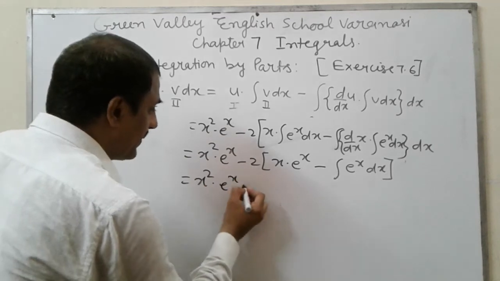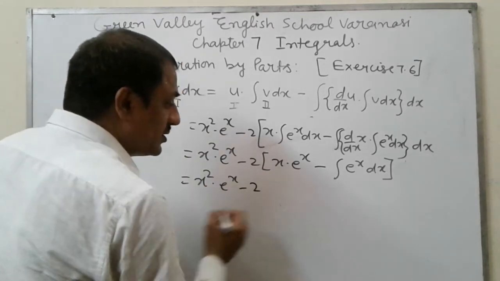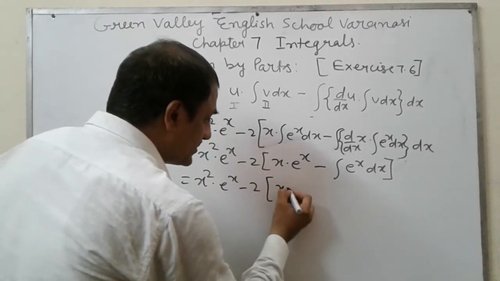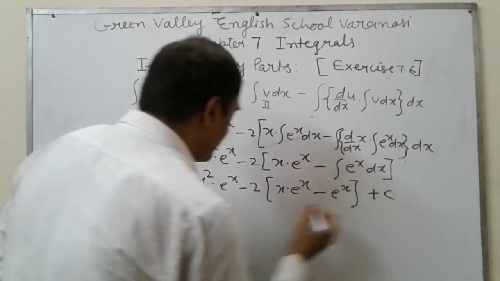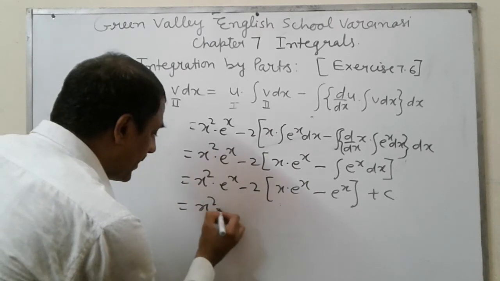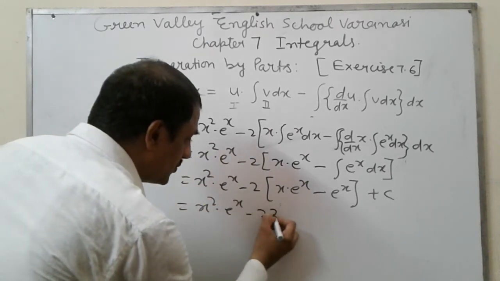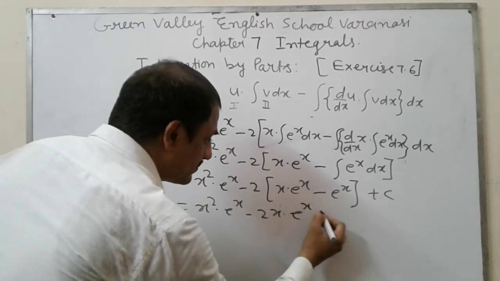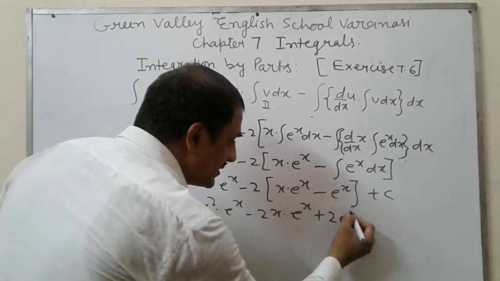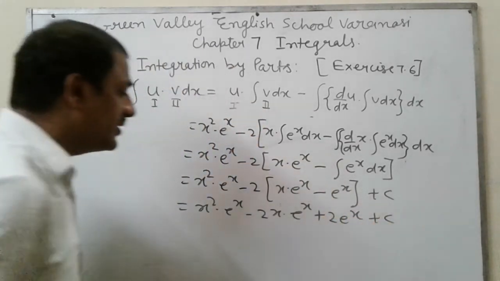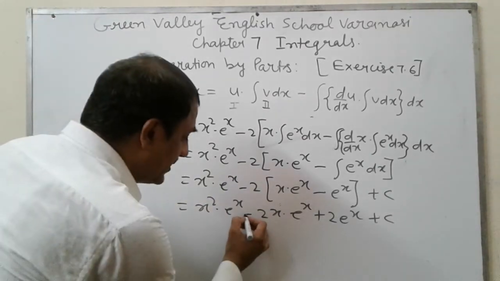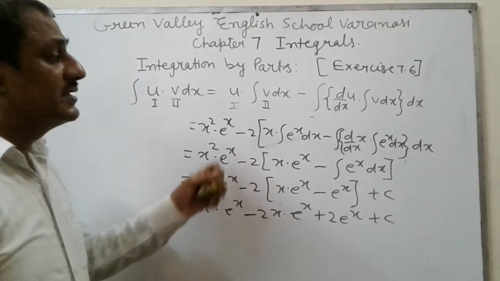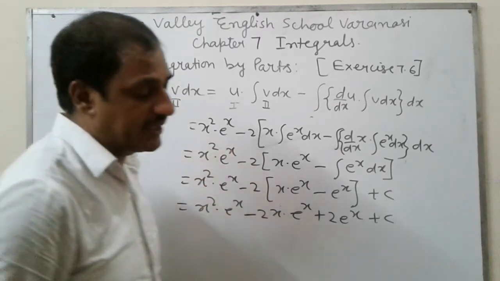x square into e power x minus 2 times x into e power x minus e power x plus c. So x square into e power x minus 2x into e power x plus 2 times e power x plus c. Okay children, this is the required answer, the required integration of question number 3. Thank you so much.